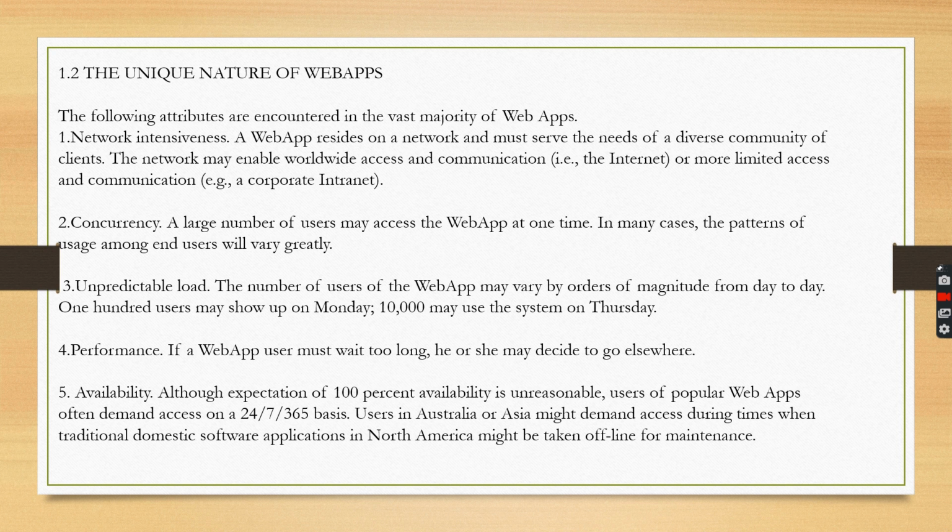Performance. If a web app user must wait too long, he or she may decide to go somewhere else. Availability. Although the expectation of 100% availability is unreasonable, users of popular web apps often demand access 24 by 7. These are some instances that have been represented.